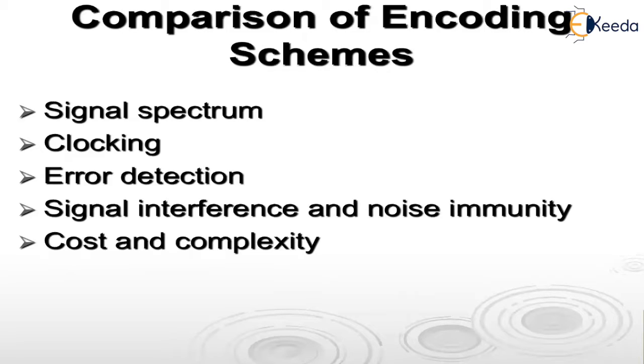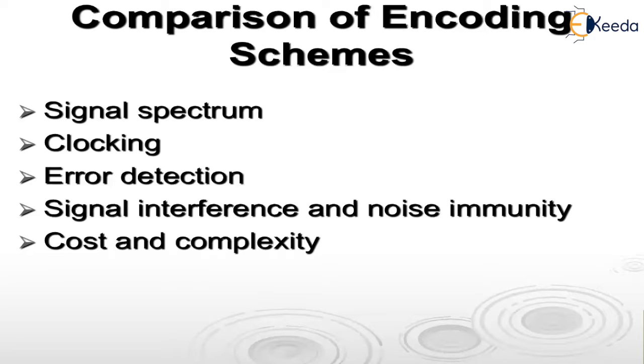Next one is error detection mechanisms, which are different in different encoding schemes. Then signal interference and noise immunity capacities are again different in different encoding schemes. Some codes are better than others. Then cost and complexity is also different for different encoding schemes. Definitely higher signal rate leads to higher costs, and some codes require signal rate greater than the data rate.